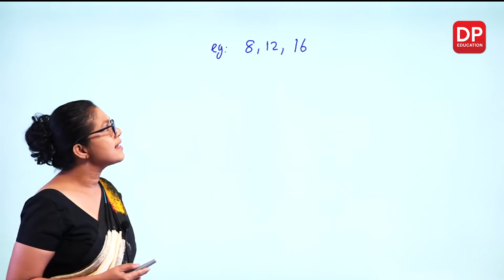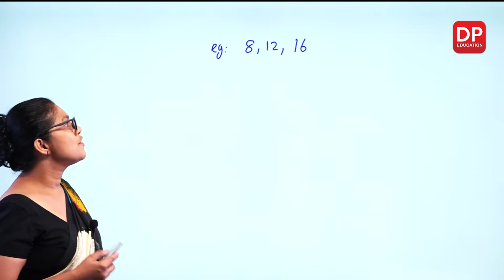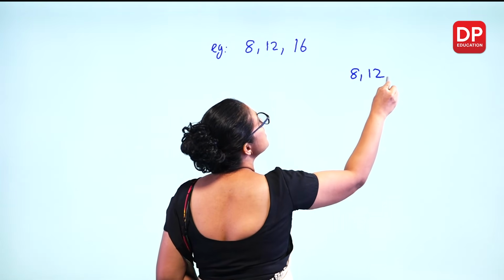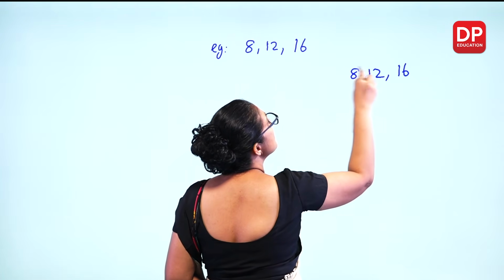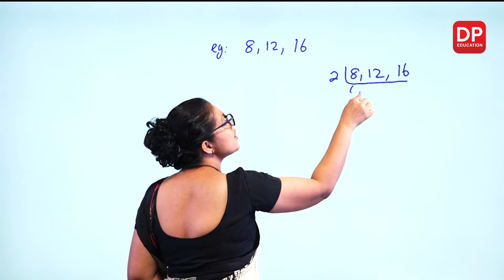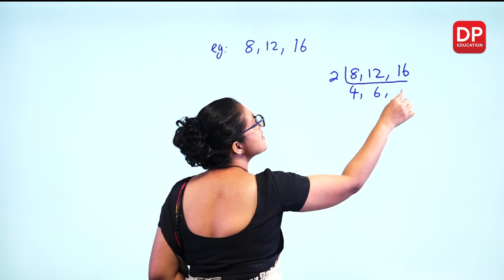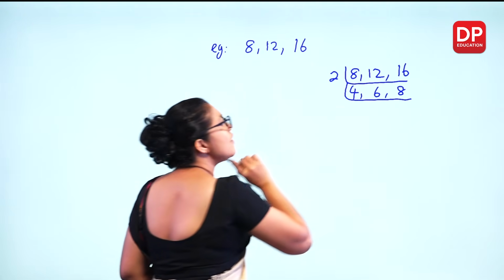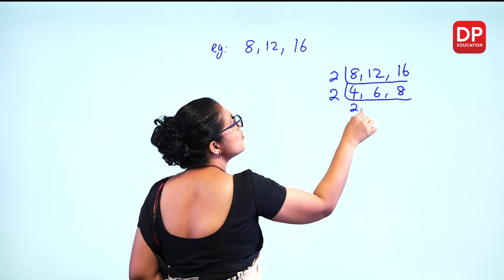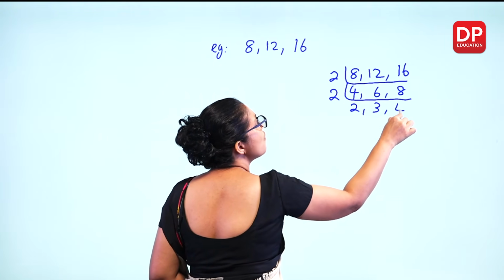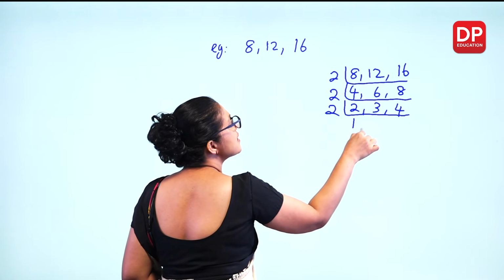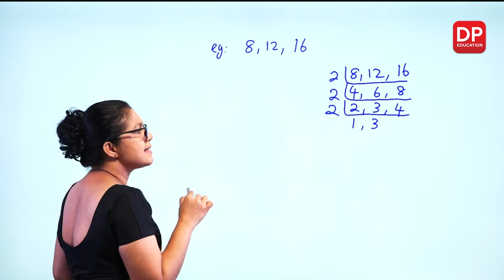Now we'll take this example. So we'll use the division method to find out the least common multiple. Take 8, 12, 16. We can divide by 2. When you divide by 2, you get 4, 6 and 8. When you divide by 2 again, you get 2, 3 and 4. Again, you can divide by 2. Here 1, but 3 you can't divide, you write it as it is.